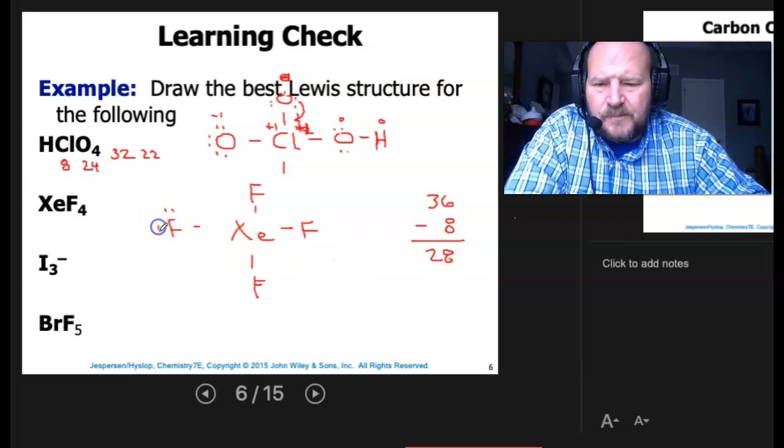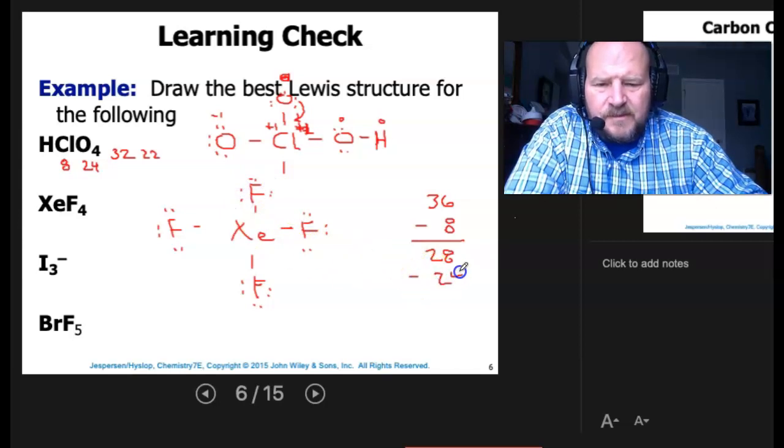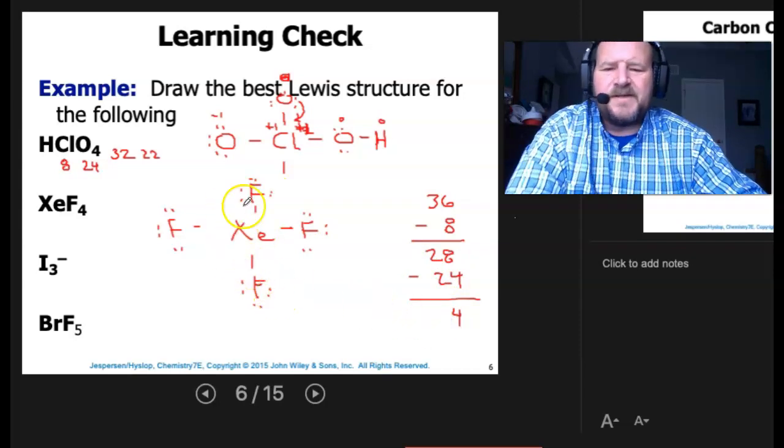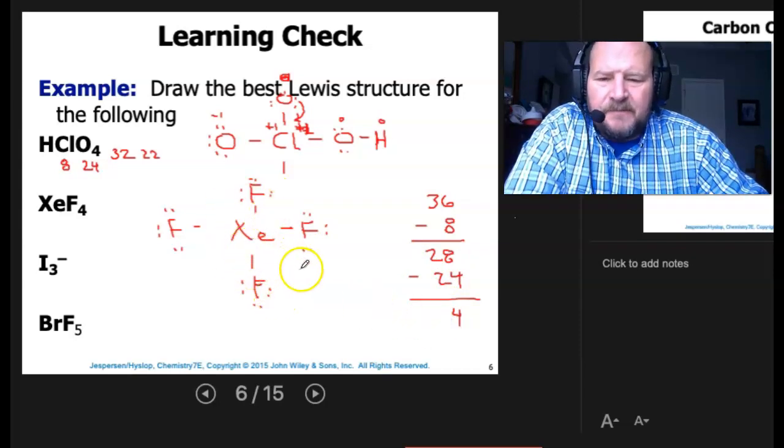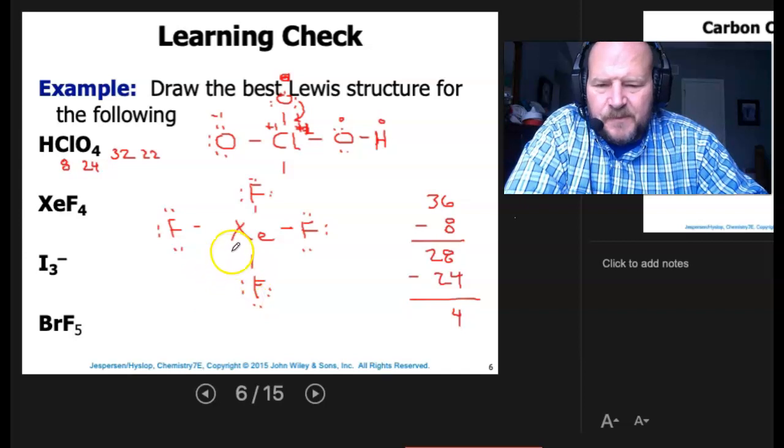Put on 1, 2, 3, 4, 5, 6, 7, 8, 9, 10, 11, 12, 13, 14, 15, 16, 17, 18, 19, 20, 22, 24. So minus 24 electrons leaves us with 4. Well, at this point, everybody's happy. However, we have 4 electrons left over, so we're going to add 2 lone pairs to the Xe.